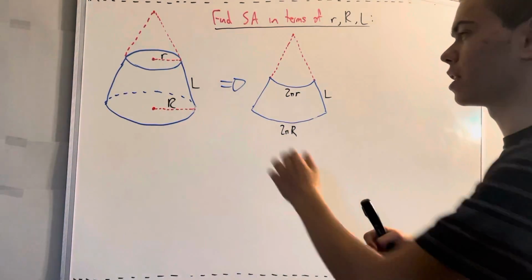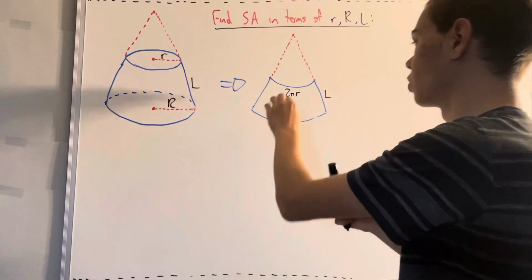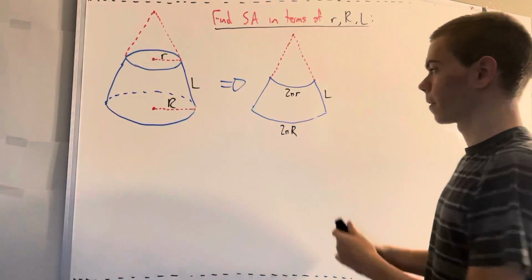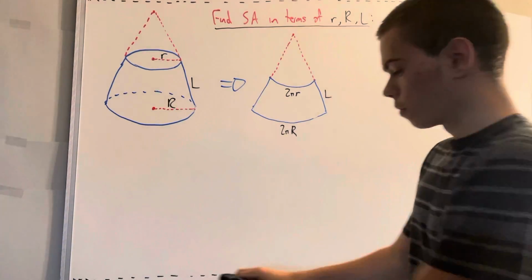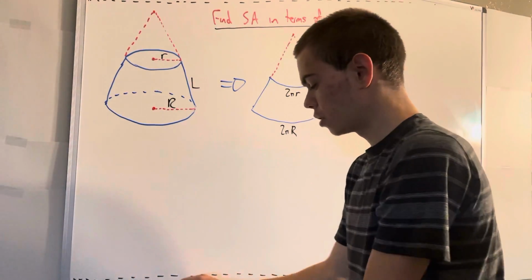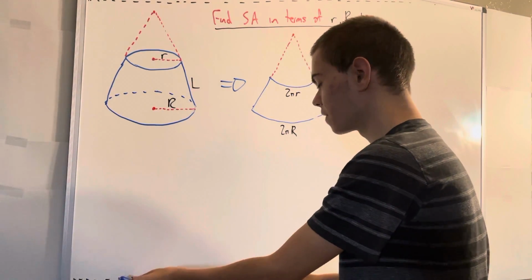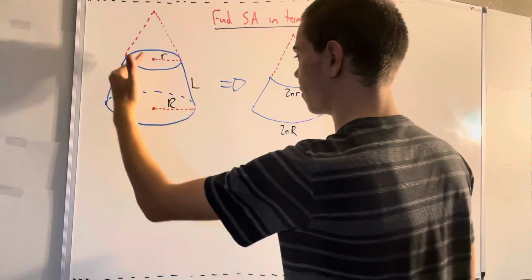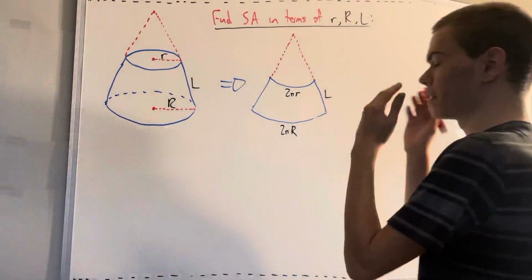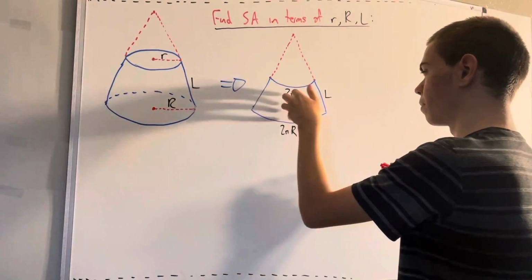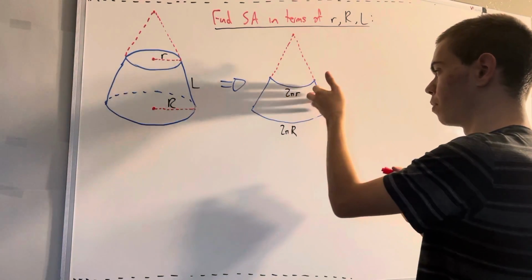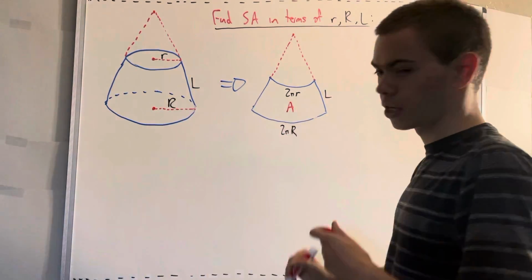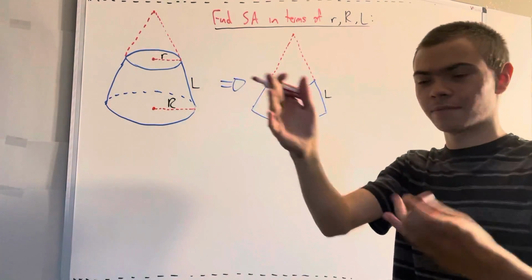And so now we have translated our dimensions onto our two-dimensional drawing of our surface area. So what we have to do is find the surface area of the frustum, which is of course this area right here. And that's the same thing as the area of this blue part of our sector. We're going to call this area just A. So we have to find what A is.